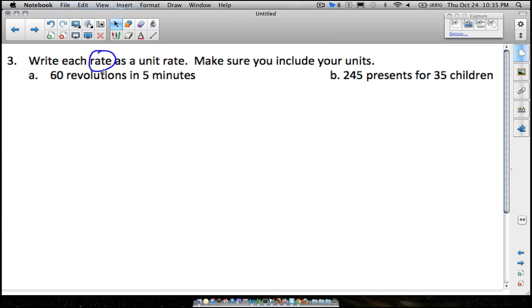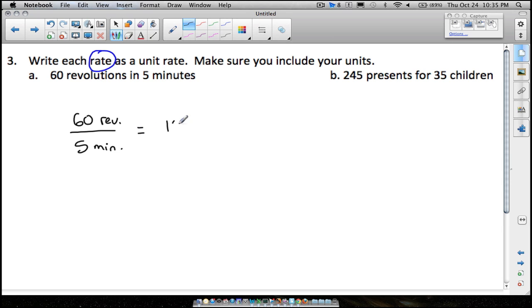But now notice this word rate. Rate compares two different units of measurement. For example, right here, 60 revolutions in 5 minutes. So let's set that up as a unit rate. Now I'll talk about unit rate right here in a second. We got 60 revolutions in 5 minutes. Now this right here should be mental math. 60 over 5, that's equal to 12. 60 divided by 5 is 12, but make sure you include your units.